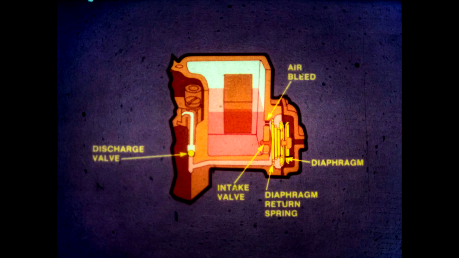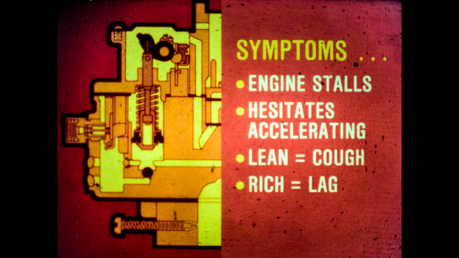This is a diaphragm-type accelerator pump. It operates similar to the piston pump. As the throttle closes, pressure on the diaphragm releases. A return spring pushes the diaphragm out, causing low pressure. The intake valve opens and a fuel charge enters the diaphragm cavity. When the throttle opens, the diaphragm forces fuel past the discharge check valve into the venturi.